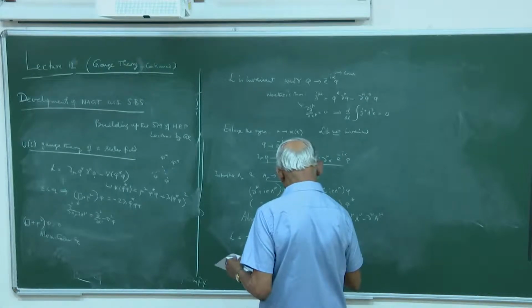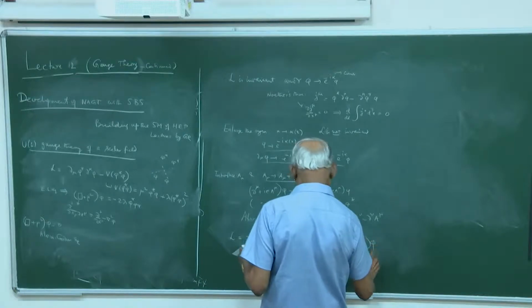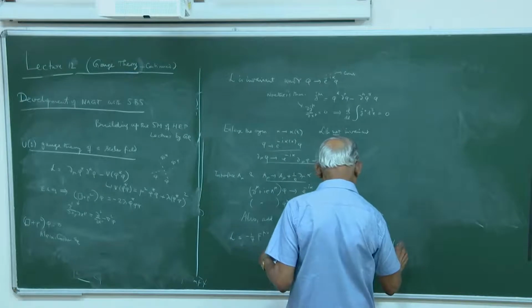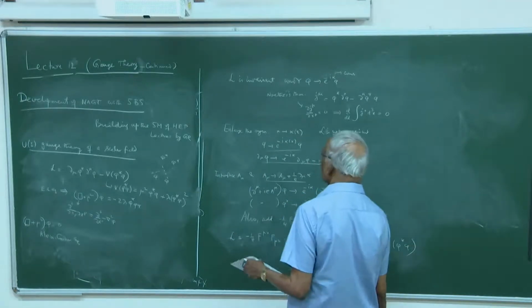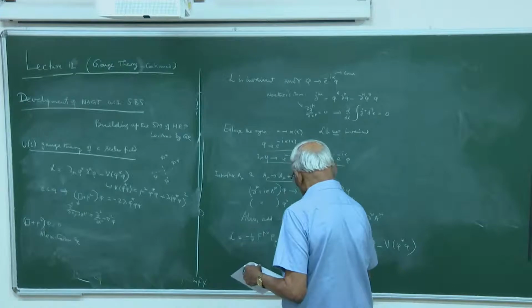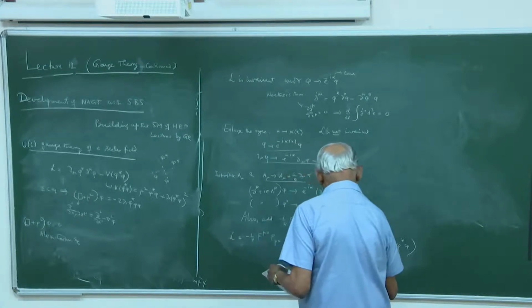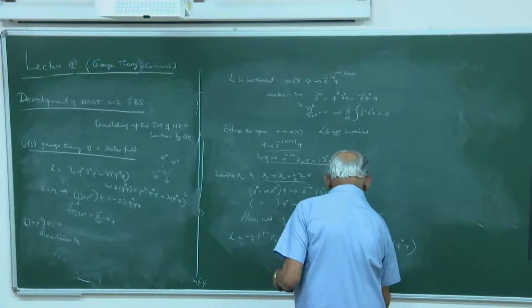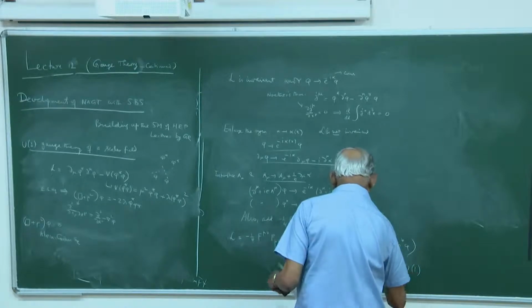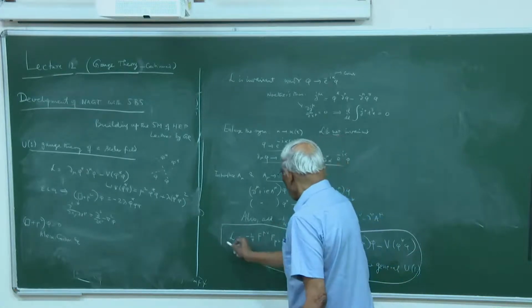Covariant derivative acting on phi star, phi, and then the potential term is invariant under, let me introduce the terminology which I mentioned, general U1 transformation, namely space time dependent U1 transformation. That is the scalar field interacting with a U1 field.